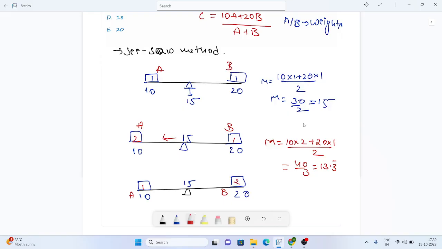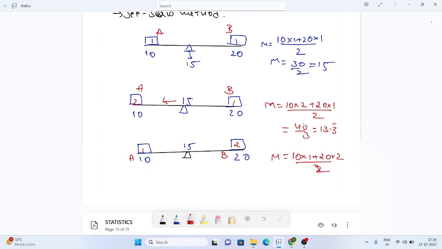So if I provide more weight to B and calculate the median, here you got median equal to 50 by 3, right? So here 16.6 bar means the mean shifts toward the side of B, where the weight is more, or the value of mean is between 15 and 20.